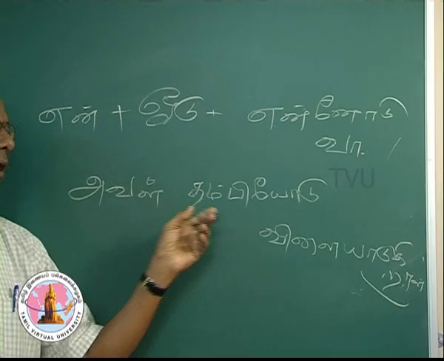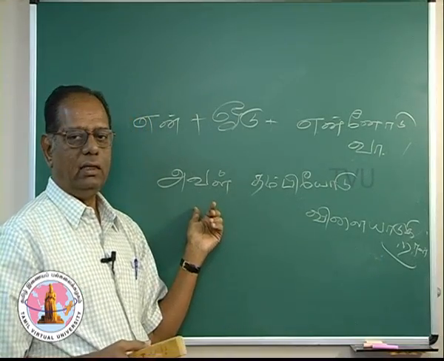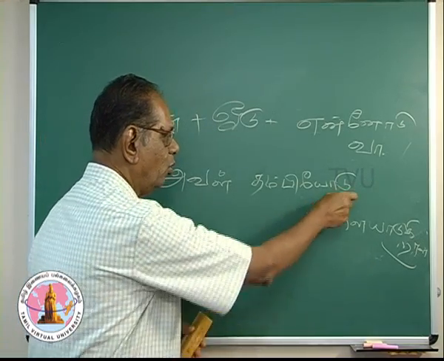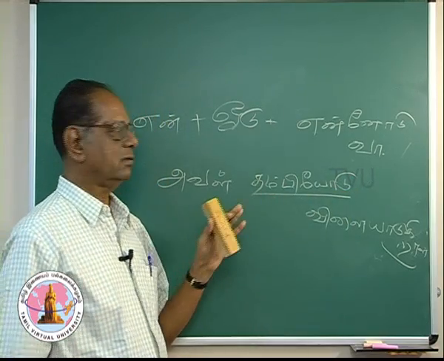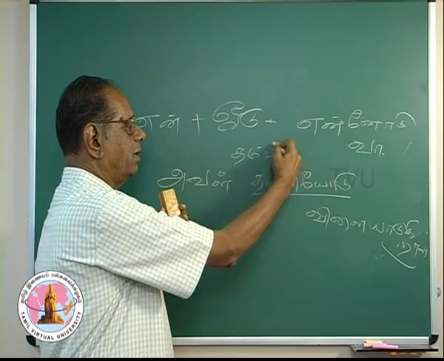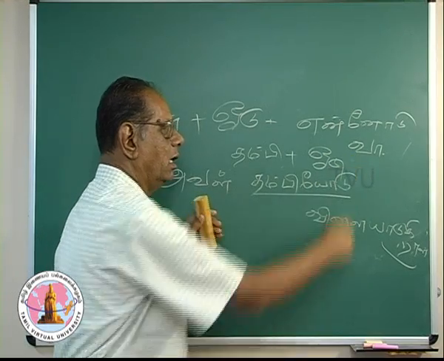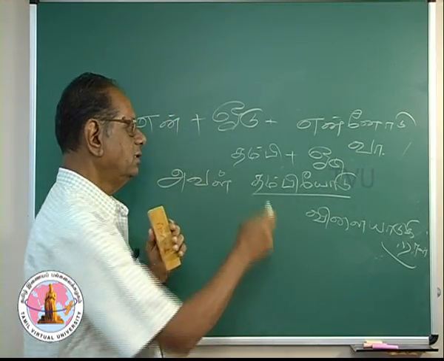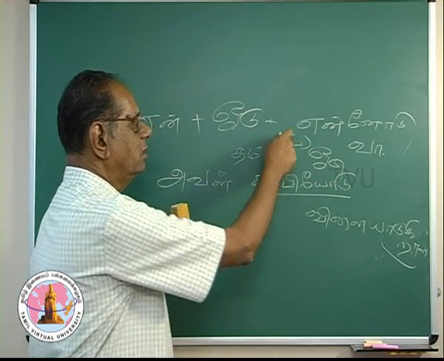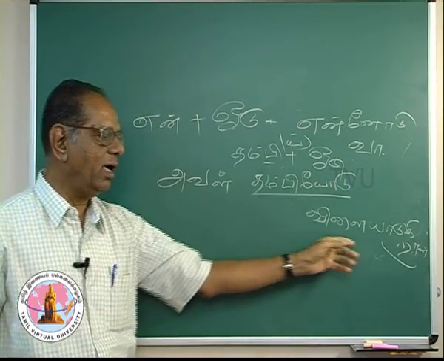அவள் தம்பியோடு விளையாடுகிறாள். அவள், she, விளையாடுகிறாள், plays, தம்பியோடு. How did you get this? தம்பி, you know, younger brother. You add the case marker ஓடு. This ends with i, so naturally you get a semivowel. Aval thambiyodu vilayadugiraal.